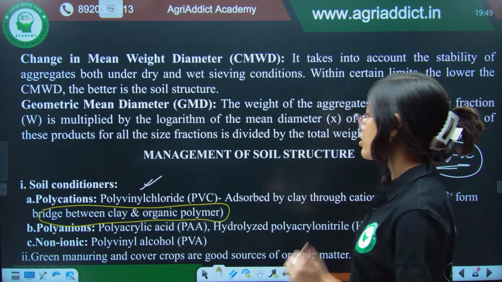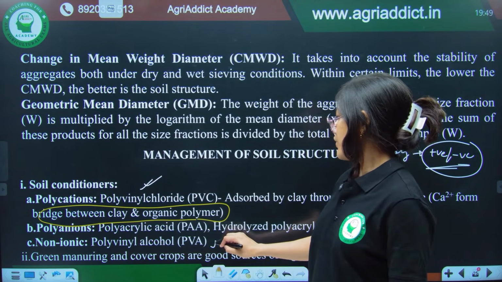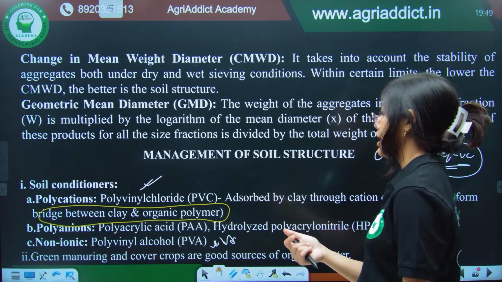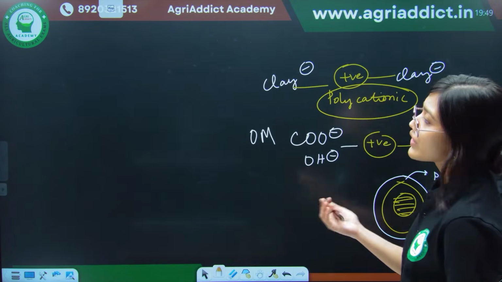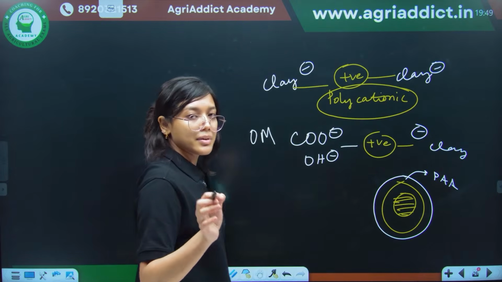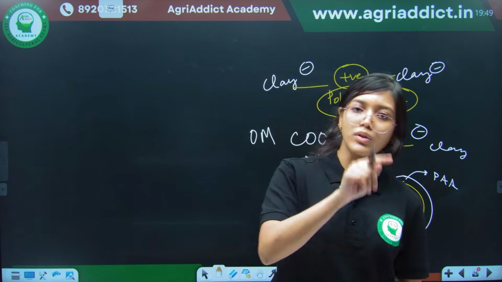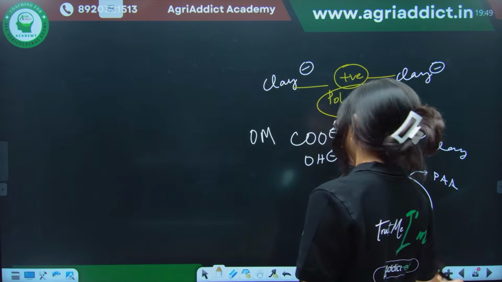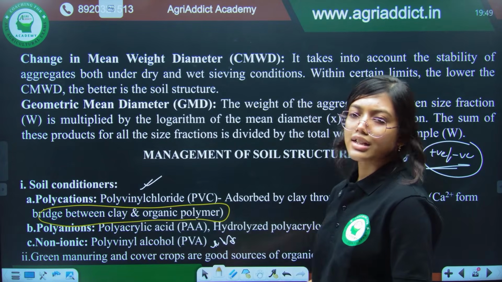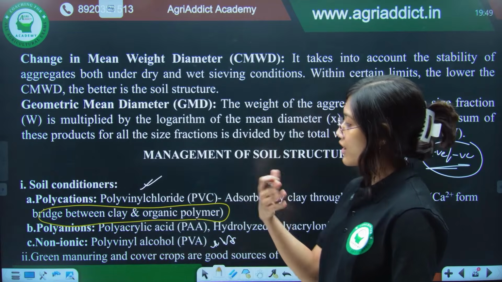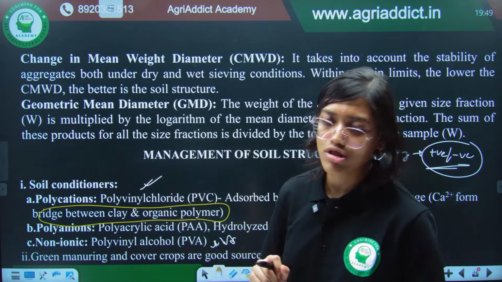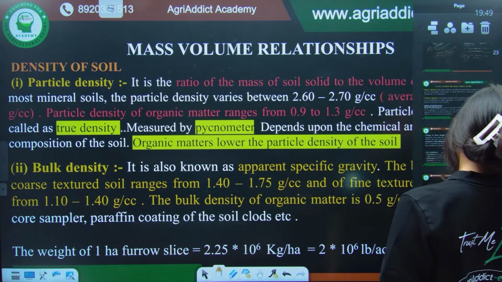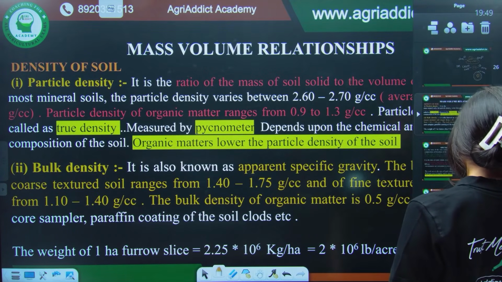And the last one is your non-ionic. So, non-ionic, very, very important, polyvinyl alcohol. Do remember the examples. The non-ionic one also will help in aggregate stabilization. Only the cationic one will help in aggregate formation, but the rest two will help in stabilization. So, these are the methods. Either you can use soil conditioners artificially, or you can go for more natural methods, for example, organic manuring, green manuring, etc.